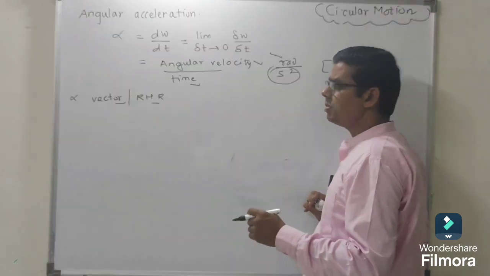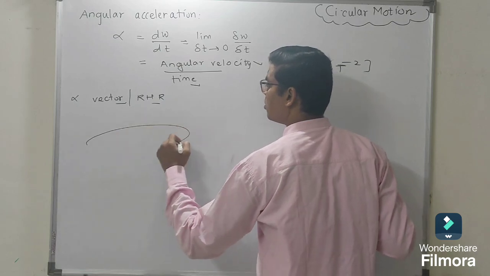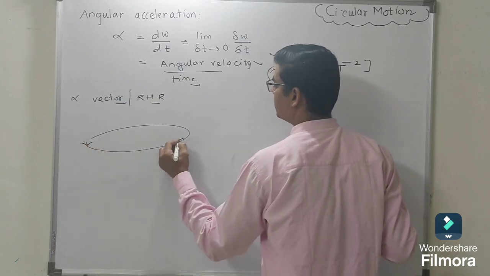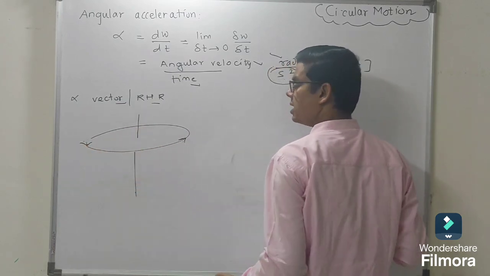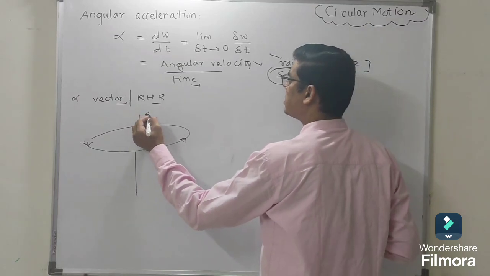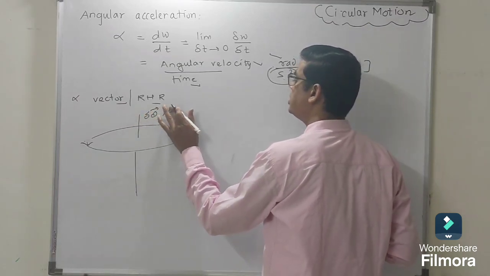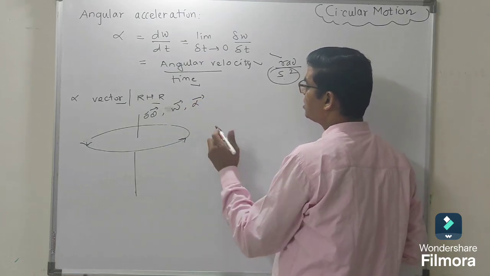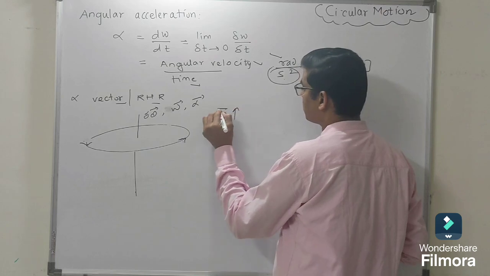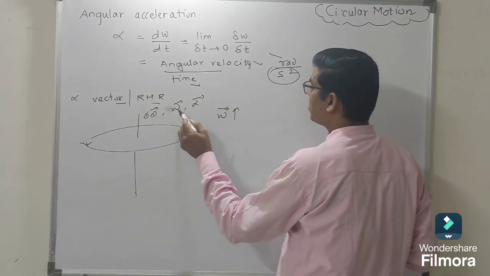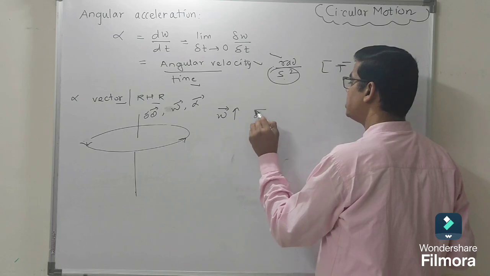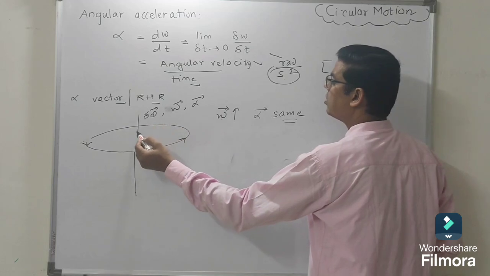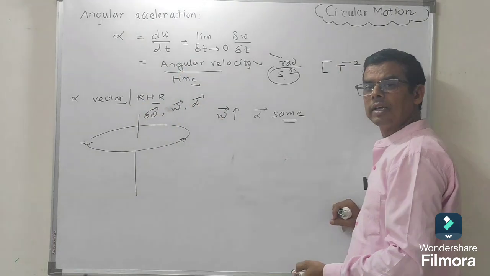But here one thing we have to remember. Suppose an object is moving along the circumference of a circle in the anti-clockwise direction. This is the axis of the circular path. This is angular displacement, this is angular velocity, and this is angular acceleration. If omega bar, that is angular velocity, is increasing, then angular acceleration is in the same direction as the angular velocity. So if angular velocity is upward, then angular acceleration is also directed upwards.